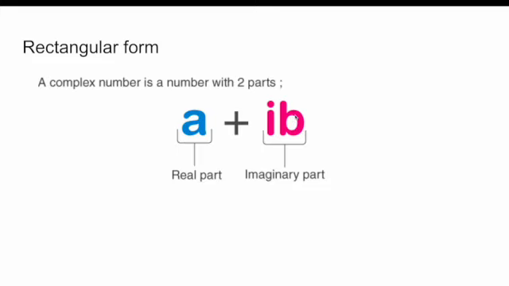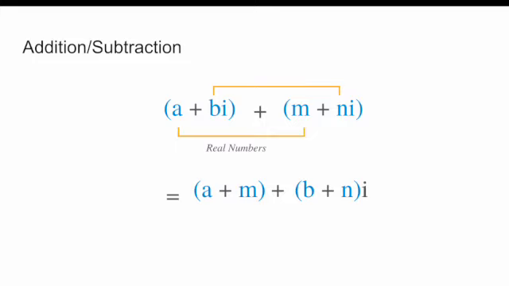So that's quite simple. In order to add complex numbers or subtract them, you just add the real part with the real part and the imaginary part with the imaginary part. As it's written here, if you have a plus bi plus m plus ni, then you just do a plus m, and then a plus in the middle, and then b plus n times i, because this is basically the same as bi plus ni, and then you factor out the i. So that's pretty much how you add and subtract complex numbers.